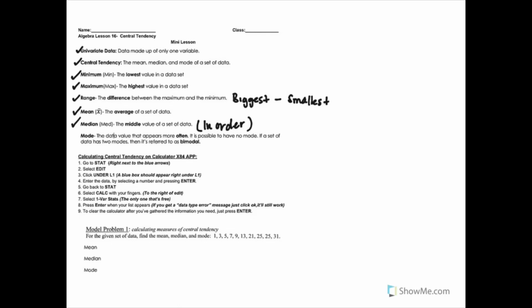For example, let's say that I have the list 1, 2, 2, 3, 4, 5, 5. Then this is bimodal because the mode here would be 2 and it would also be 5. They both appear twice in your set of data.